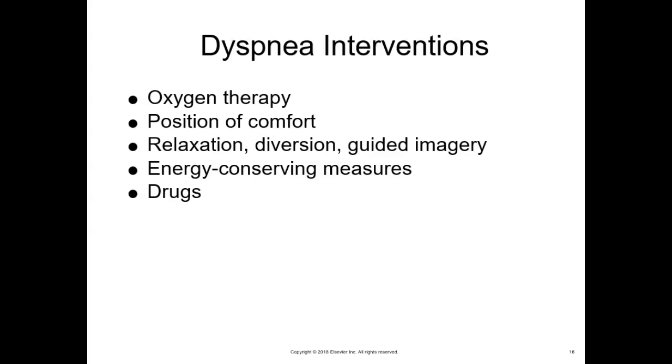Drugs can be given systemically or by nebulizer or by metered dose inhaler to dilate the bronchioles and decrease inflammation to promote gas exchange. Corticosteroids may be used. Analgesics may also be used.